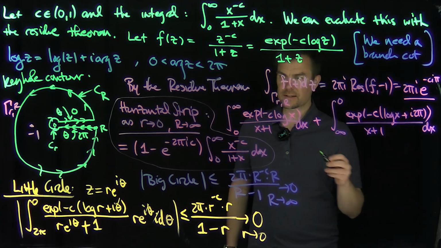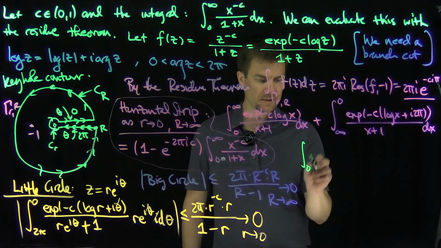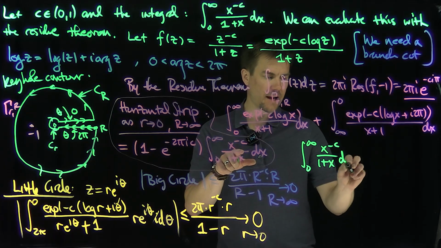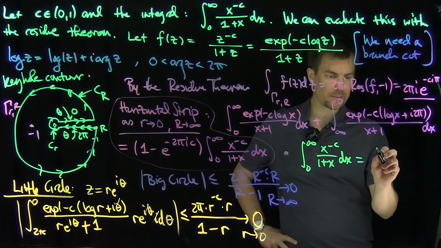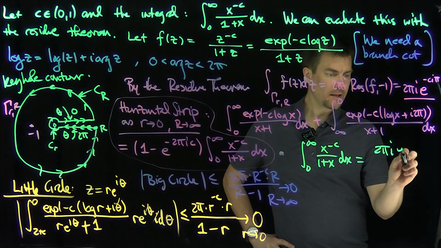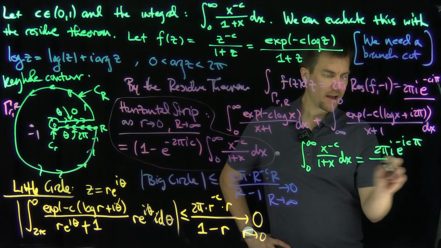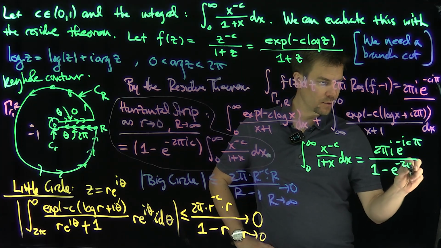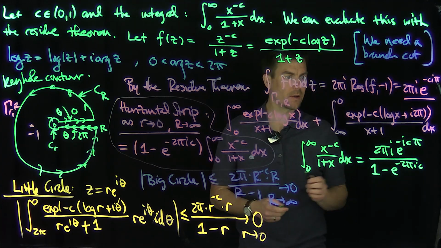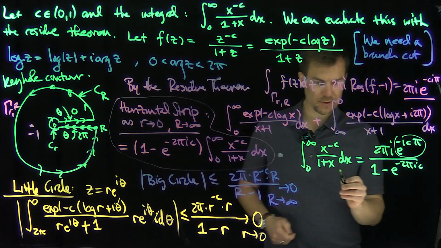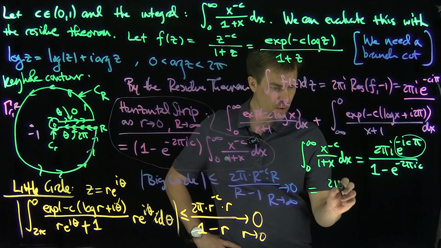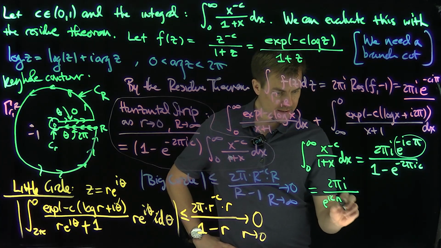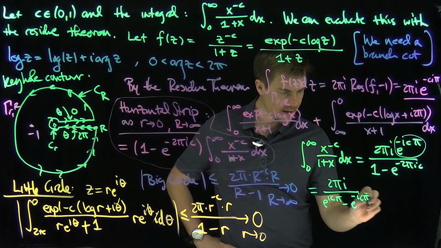Our conclusion, therefore, is that our integral, the integral from 0 to infinity of x to the negative c over 1 plus x dx, is equal to this residue over here. So it's going to be 2 pi i e to the negative i c pi. And I have to divide that by this coefficient factor over here, this 1 minus e to the negative 2 pi i c, like that. So I can put this exponential in the denominator, like so. And so this is equal to 2 pi i over e to the i pi c minus e to the minus i pi c.